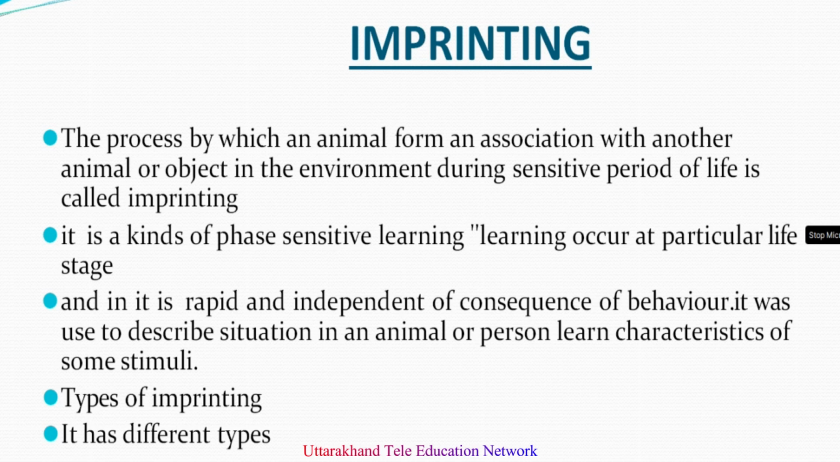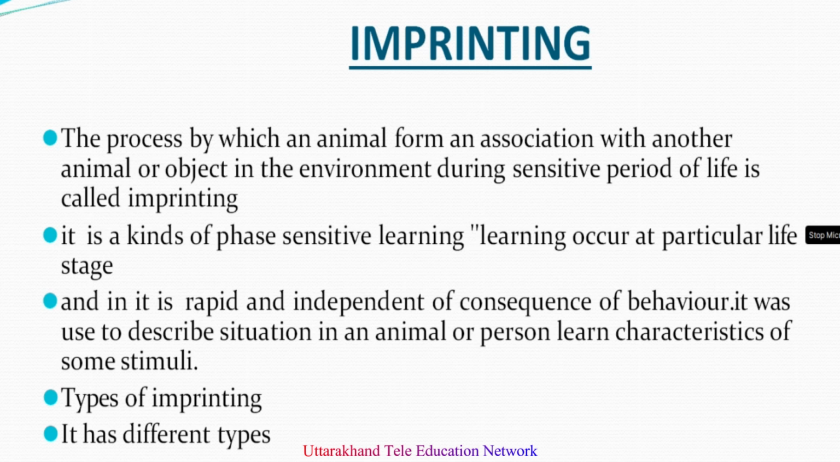Imprinting is the process by which an animal forms an association with another animal or object in the environment during sensitive periods of life. It is a kind of phase-sensitive learning. Learning occurs at particular life stages, and it is rapid and independent of the consequences of behavior. It is used to describe situations in which an animal or person learns characteristics of some stimuli.